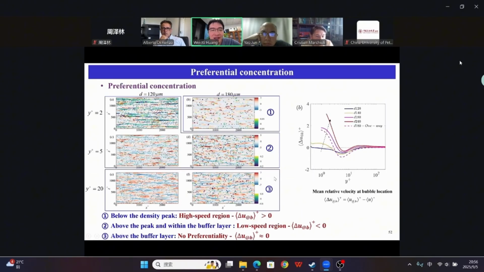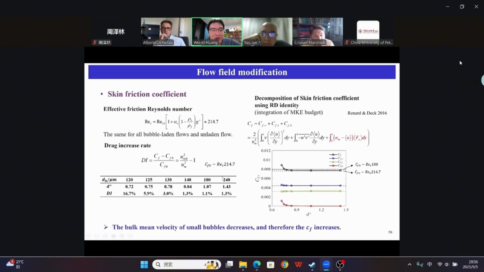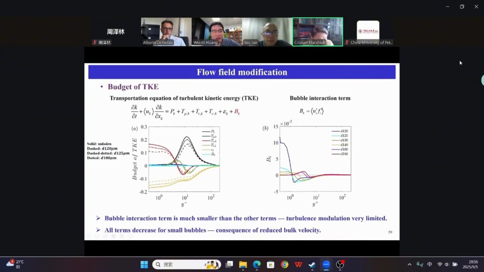So you can see it's maybe more clear from the production term and dissipation term. This is very similar to the single phase case. The bubble work on the flow turbulent fluctuation is actually several orders lower. So as a result, the bubble as a whole works like a pressure gradient by exerting the buoyancy force. The only slight difference is very near the wall.